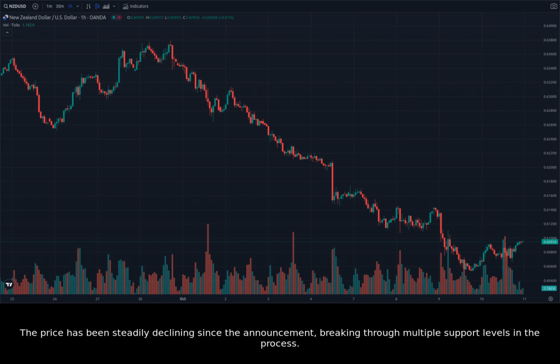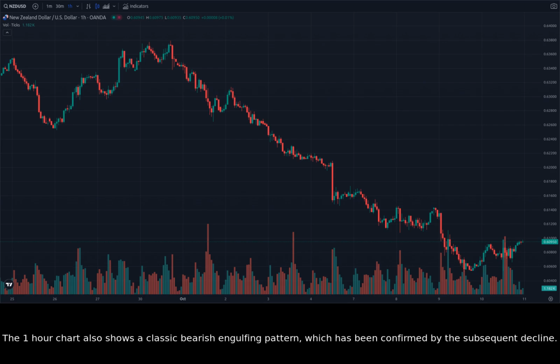The price has been steadily declining since the announcement, breaking through multiple support levels in the process. The 1-hour chart also shows a classic bearish engulfing pattern, which has been confirmed by the subsequent decline. This pattern signals a strong bearish move and further reinforces the overall bearish sentiment in the market.